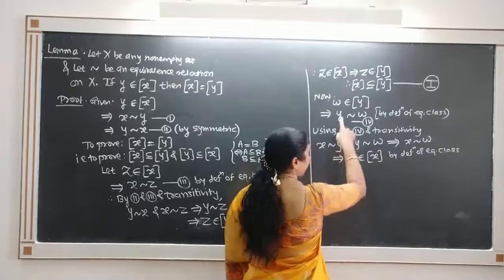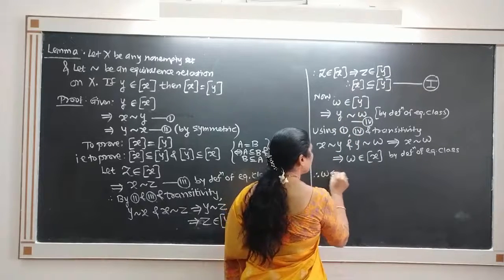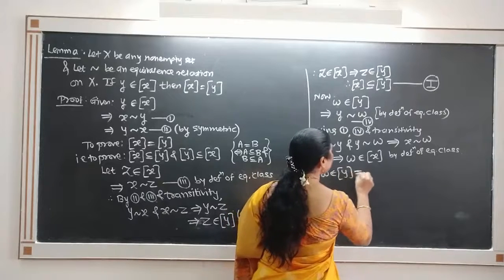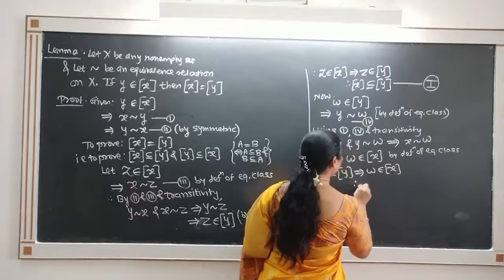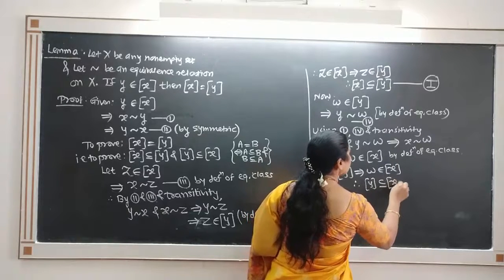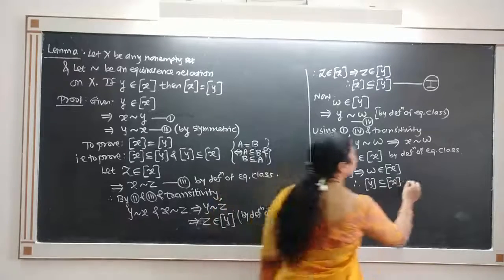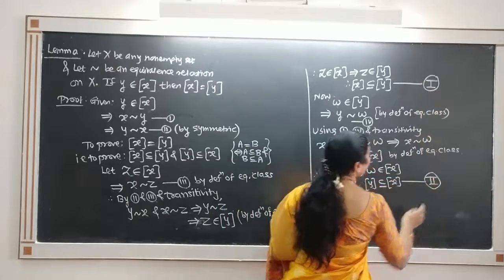So observe that w belongs to the equivalence class of y, therefore w belongs to the equivalence class of y also implies that w belongs to the equivalence class of x, and therefore the equivalence class of y is a subset of the equivalence class of x. So this is our result 2nd.